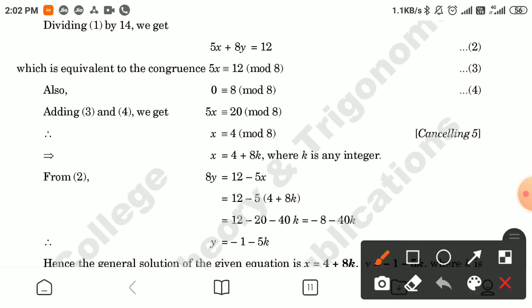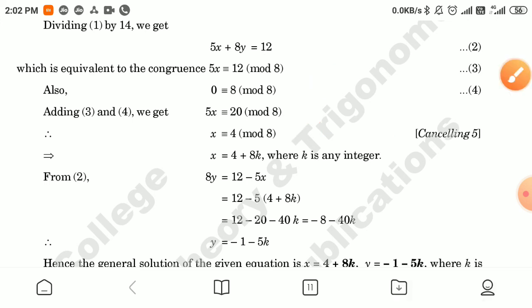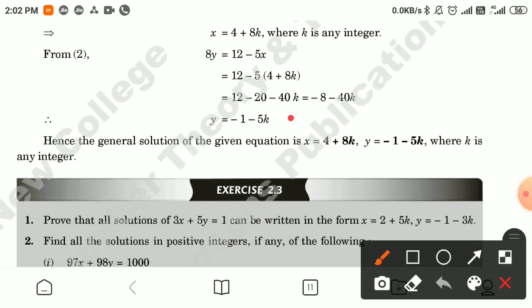which is equivalent to the congruence 5x ≡ 12 mod 8. Also 0 ≡ 8 mod 8, marking this as number 4. Adding third and fourth, we have 5x ≡ 20 mod 8, and cancelling 5 here, x ≡ 4 mod 8. This implies x = 4 + 8k, where k is an integer, and from second we have y = -1 - 5k. Hence the general solution of the given equation is x = 4 + 8k and y = -1 - 5k, where k is any integer.